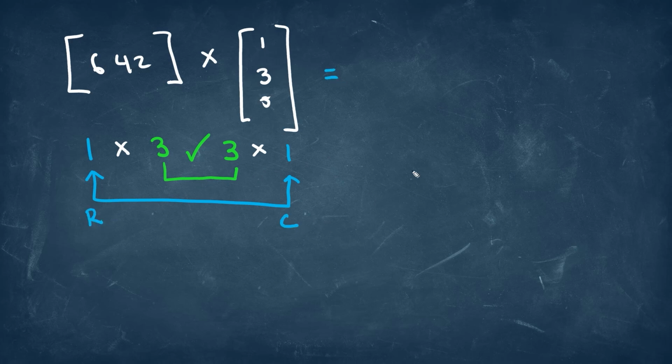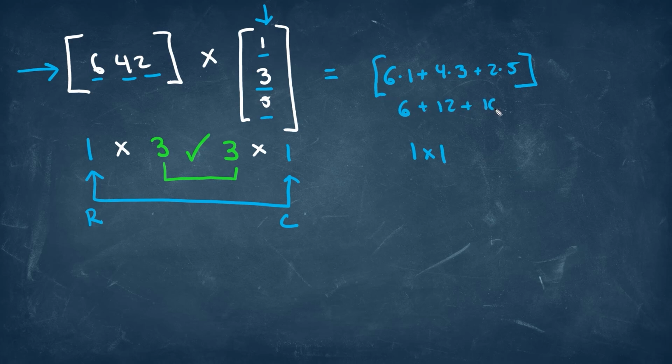So for this one, we're going to have a 1 by 1 matrix. And we can see this because we multiply by the row of the first one and the column of the second matrix. So what we're going to get is 6 times 1 plus 4 times 3 plus 2 times 5. Multiplying this out, we'll get 6 plus 12 plus 10. And then simplifying by adding will give us a 1 by 1 matrix of 28.